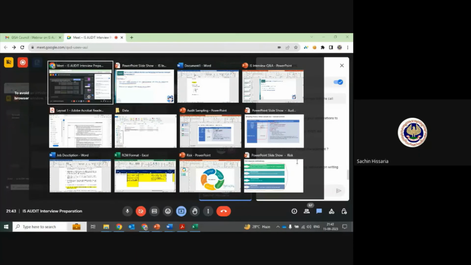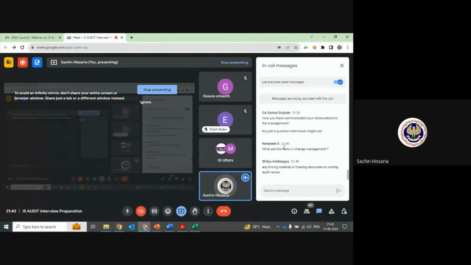Now, Narayan, if you ask me what are the risks in a change management process, there are various risks. For example, if a change is not approved by an authorized person, then unauthorized changes may be implemented. If a rollback plan is not prepared, then there are chances that any change which adversely impacts the application will cause application downtime.